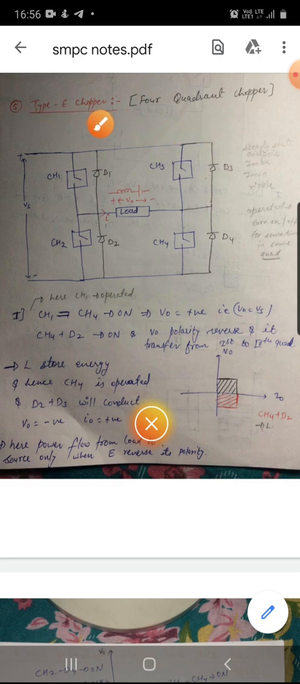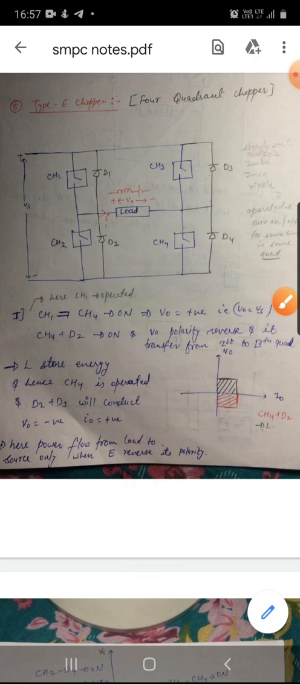Type E chopper is also known as four quadrant chopper or four quadrant DC-DC converter. This is the circuit diagram of this chopper. We are having CH1 switch, CH2 switch, CH3 switch, CH4 switch, a load, and diodes D1, D2, D3, D4. Four diodes, four switches, and a DC supply we are using.